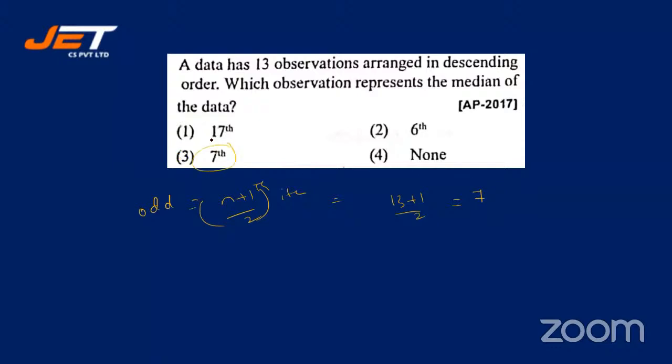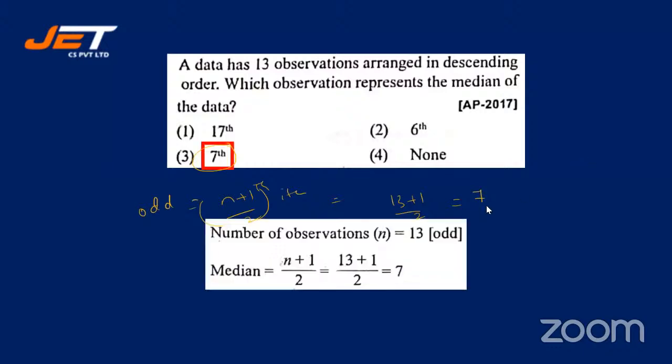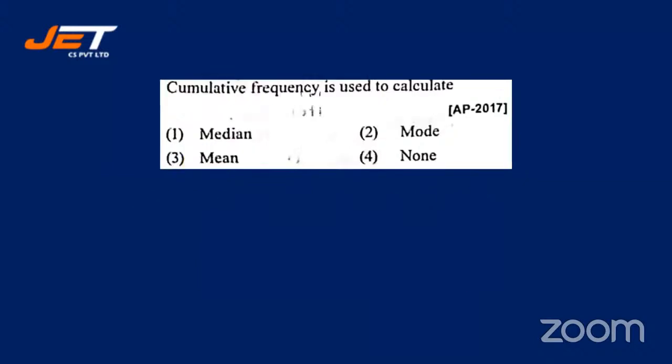Let me see how many are giving me the right answer. Yes, Rohini, you're right. Monica, Agnivesh, Mallesh, Kalpana, Taruni, almost all have given me the right answer as option 3. Yes, perfect. See how n plus 1 by 2, which is 13 plus 1 by 2, is 7. All right, see the next question. Cumulative frequency is used to calculate. Of course, it is median.